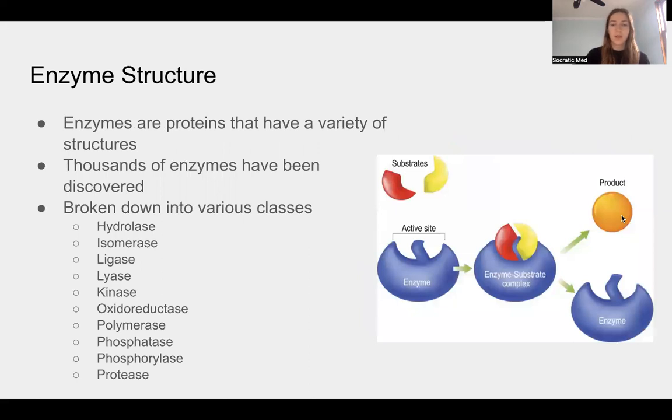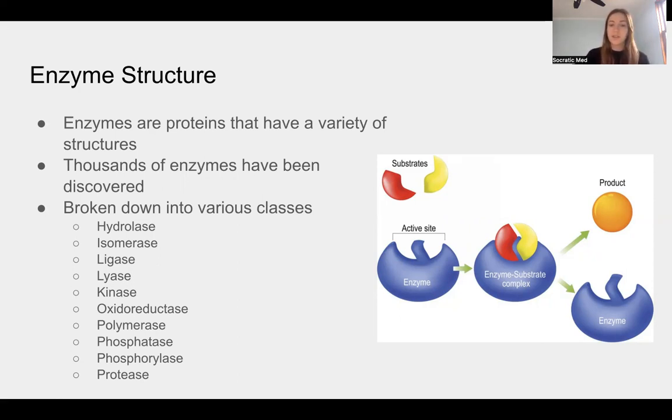All right, so enzyme structure. There are a few different structures. We're going to talk about all of them, but enzymes very basically are proteins that have a variety of structures. We've discovered thousands of enzymes, so there's no super easy way to classify them. They all have different structures. They are fit for different substrates. We have a few different hypotheses as to how those substrates fit in.